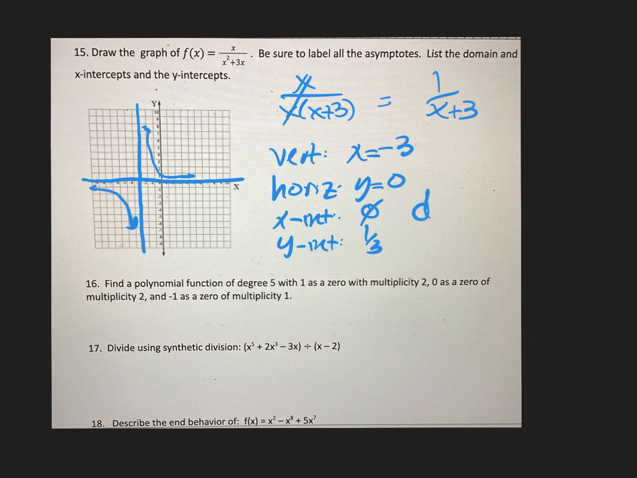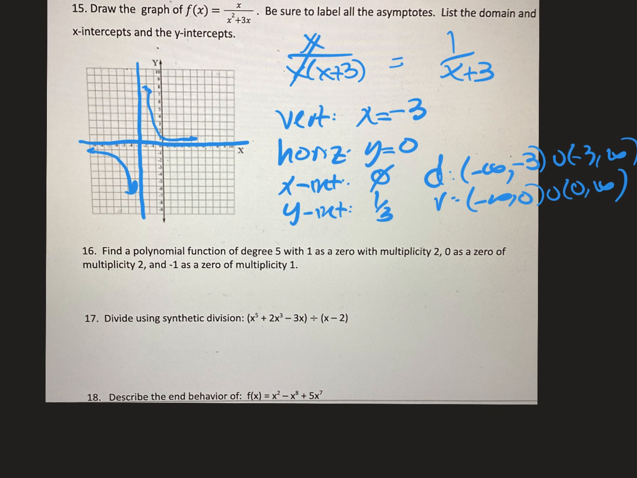So what is the domain? The domain is left forever, but it skips the negative 3, and then it goes negative 3 to forever. The range, it goes down forever, skips 0, then goes up forever. Boom. 3 more. It's a pretty long test.